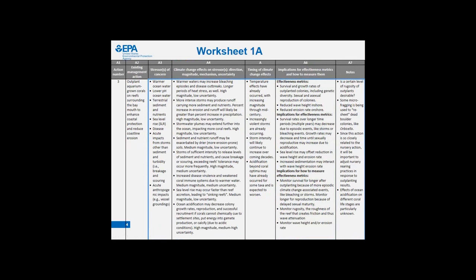And the final column A7, some notes of interest came up along the way during these discussions, and I'll just recap them. And one question was, is there a certain level of rugosity of outplants that is desirable? We don't have a good feeling for that. We know that the more rough the reef is, the more rugose it is, the better its wave attenuation properties should be.